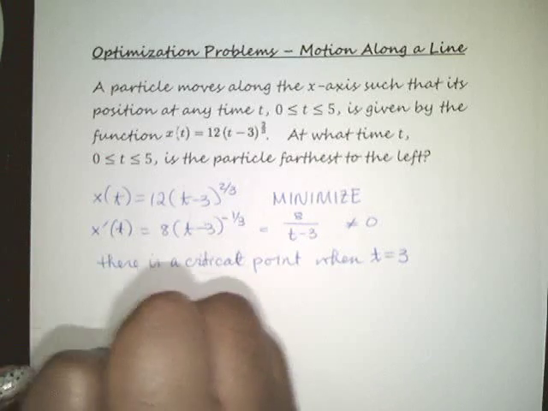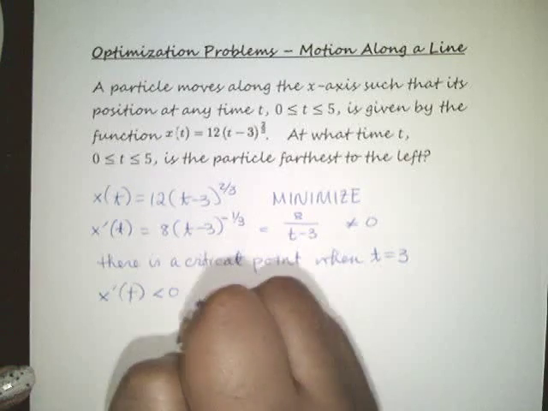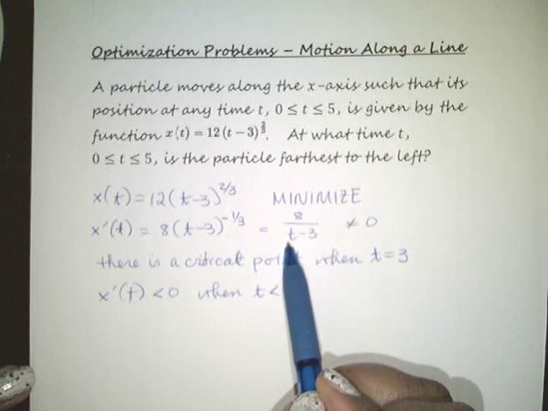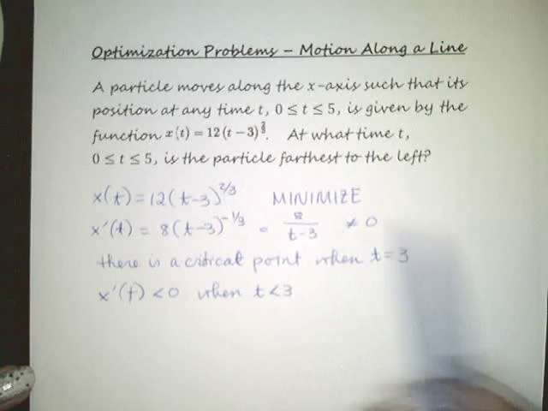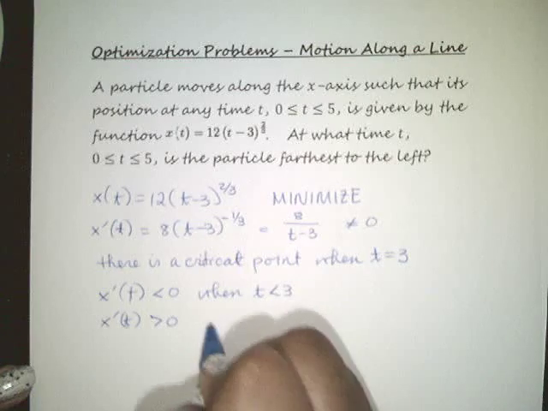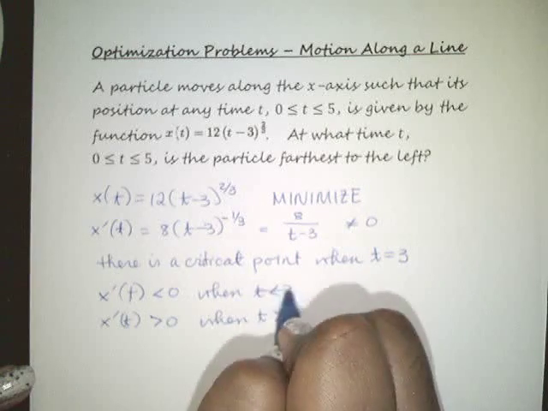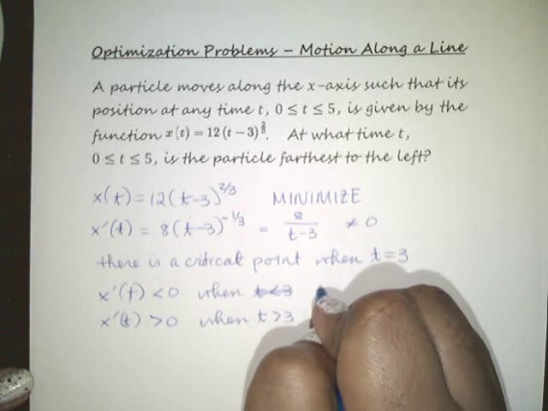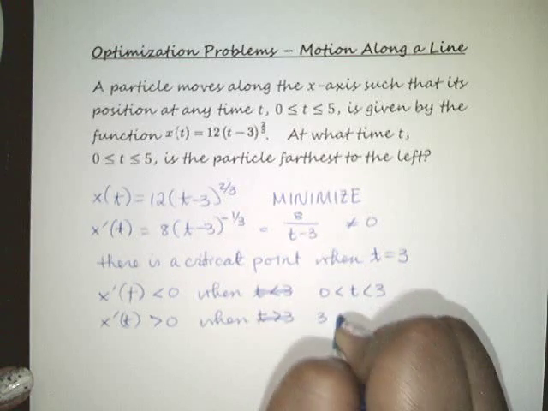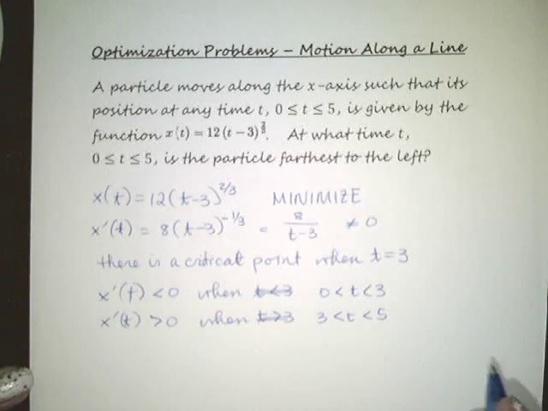X prime of t is negative when t is less than 3. If I put in a number smaller than 3, I get a negative number in the denominator, and the numerator is always positive. And x prime of t is positive when t is greater than 3. Let me write these intervals as 0 less than t less than 3 and 3 less than t less than 5, because I'm on the interval from 0 to 5, and that takes care of my entire domain.